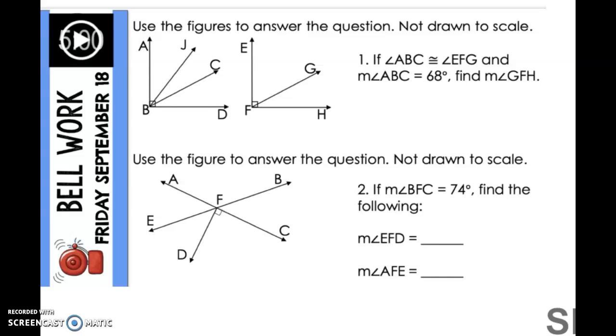All right, today we're going to go over the Bellwork problem from Friday, September 18th. Number 1 says use the figures to answer the question, not drawn to scale. Again, remember, not drawn to scale means we can't use a protractor to measure our angles. We can't use a ruler to measure our segments. We need to use our knowledge of angle relationships to solve number 1.